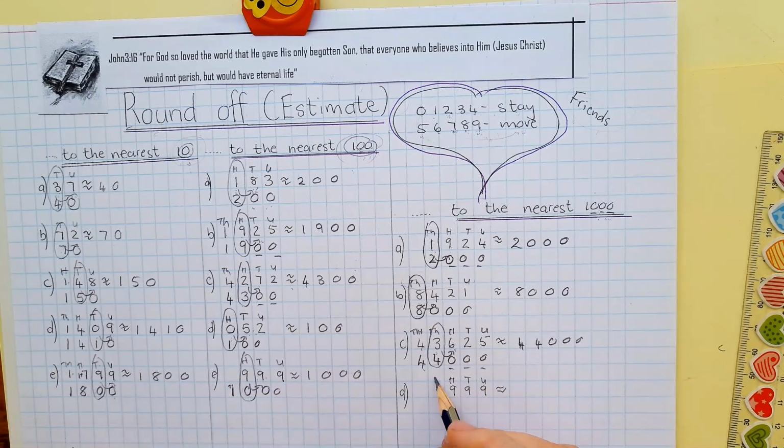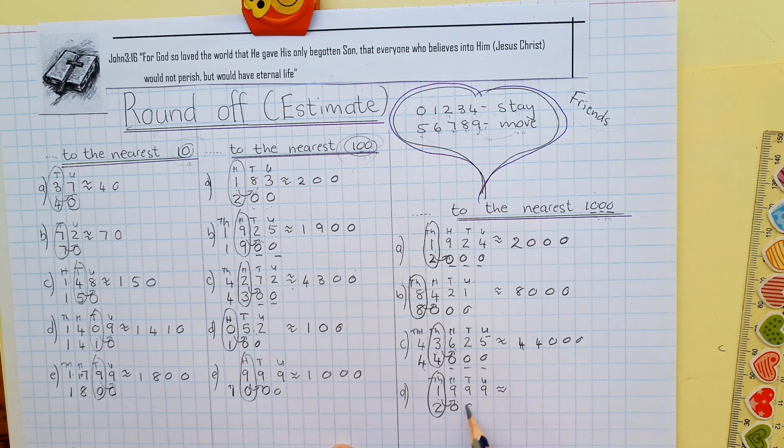Last one, I circle the thousands. Who's my friend? 9. 9, must I stay 1 or must I move to 2? And what does 9 say? You must move to 2. And my answer will be 2,000.